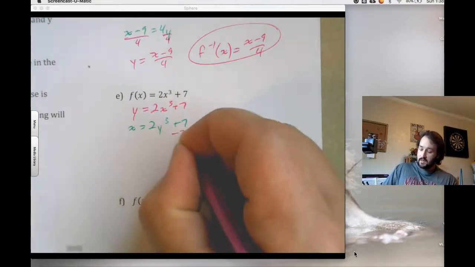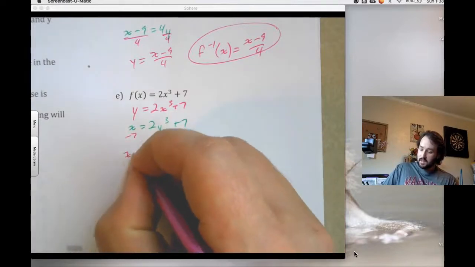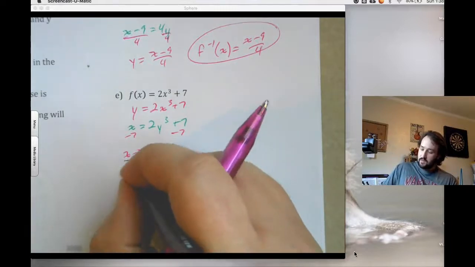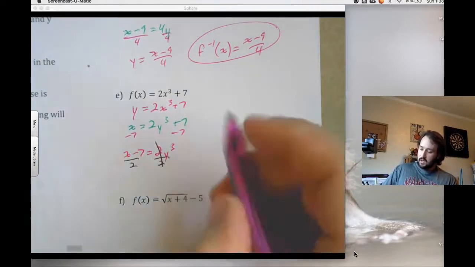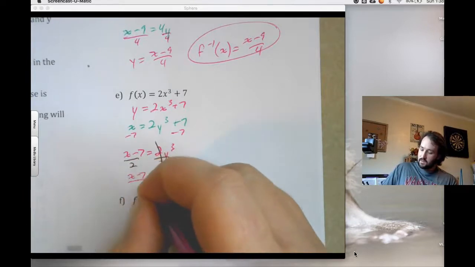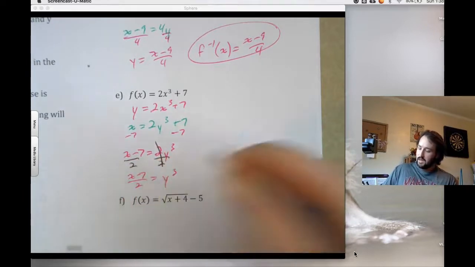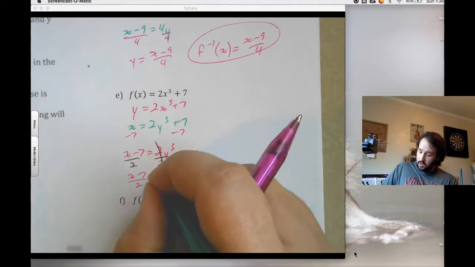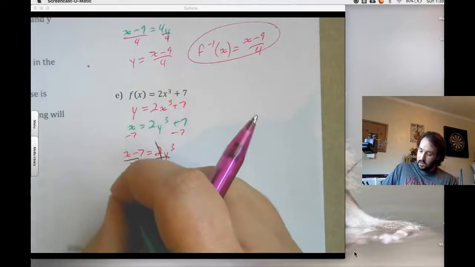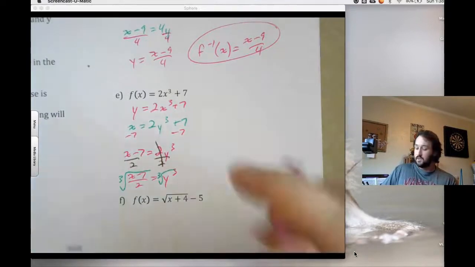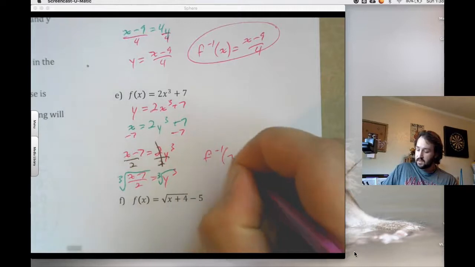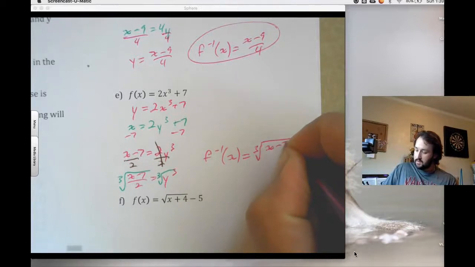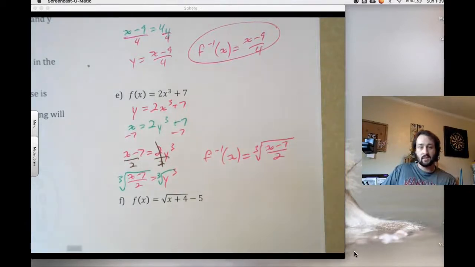So I need to solve for this in the same way we were solving all of these. So I have x minus 7 equals 2y to the third. Then divide both sides by 2, divided by 2. So I have x minus 7 over 2 equals y to the third. Now to get rid of that third, just like we get rid of a squared with a square root, to get rid of a cube, we need to take the cube root of both sides entirely. So this becomes f inverse of x equals the cube root of x minus 7 over 2. All of that is inside the cube root.